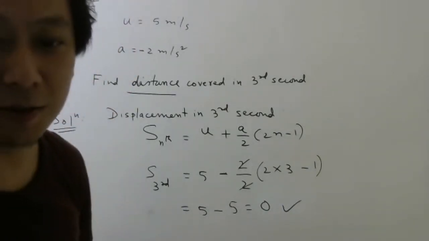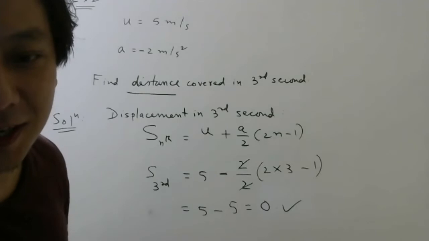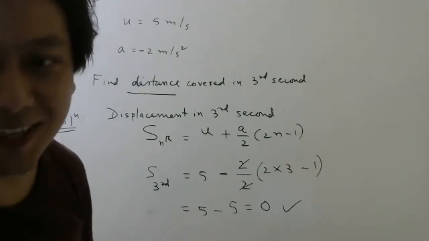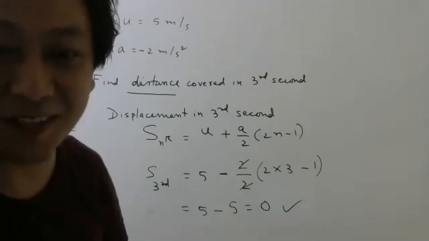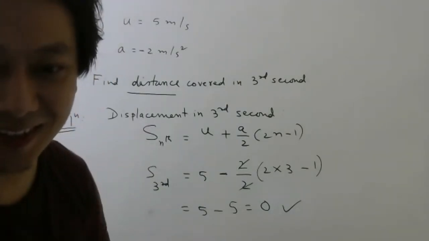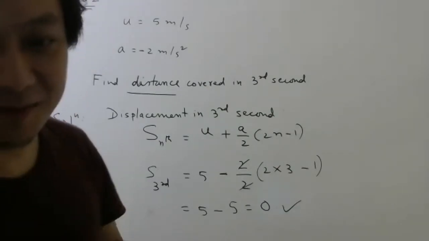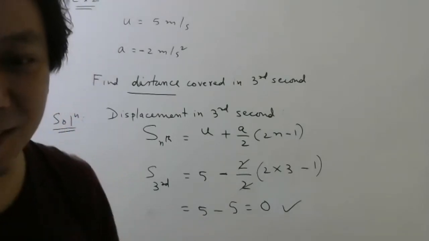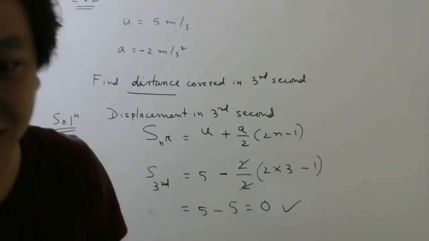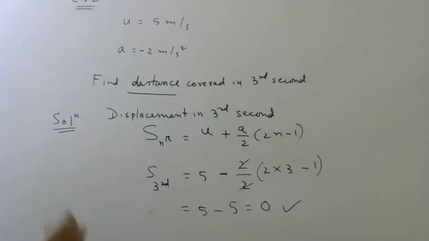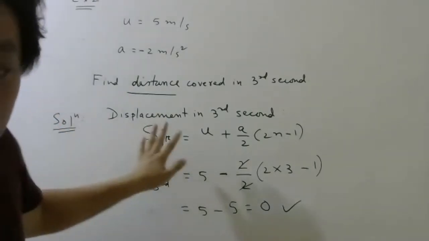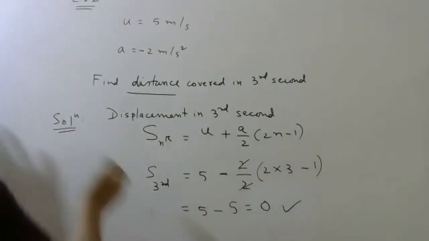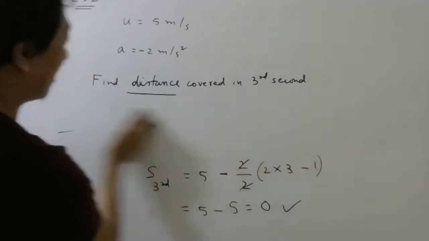But in the question I asked distance in third second, not displacement. And you all know distance cannot be 0 once the body moves. Hello, once the body moves, distance cannot be 0. So those who wrote the answer 0, your marks is also 0. If they ask displacement in third second, this is the answer and you will get marks. But I asked distance in third second.